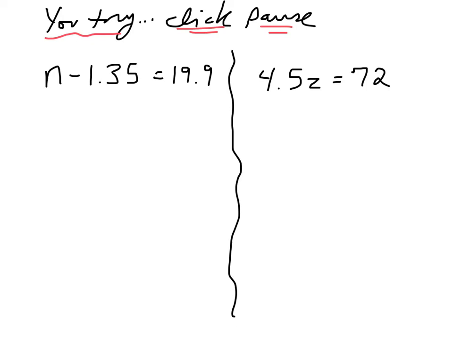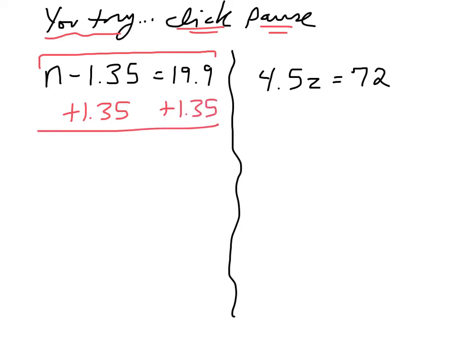N minus 1.35 equals 19.9. The opposite of minus 1.35 is plus 1.35. So I would add 1.35 to both sides. Minus 1.35 and plus 1.35 cancels out. So I'm left with N equals 19.9 plus 1.35. I'm going to add a 0 for a placeholder, so they both have the same number of decimal places in them.